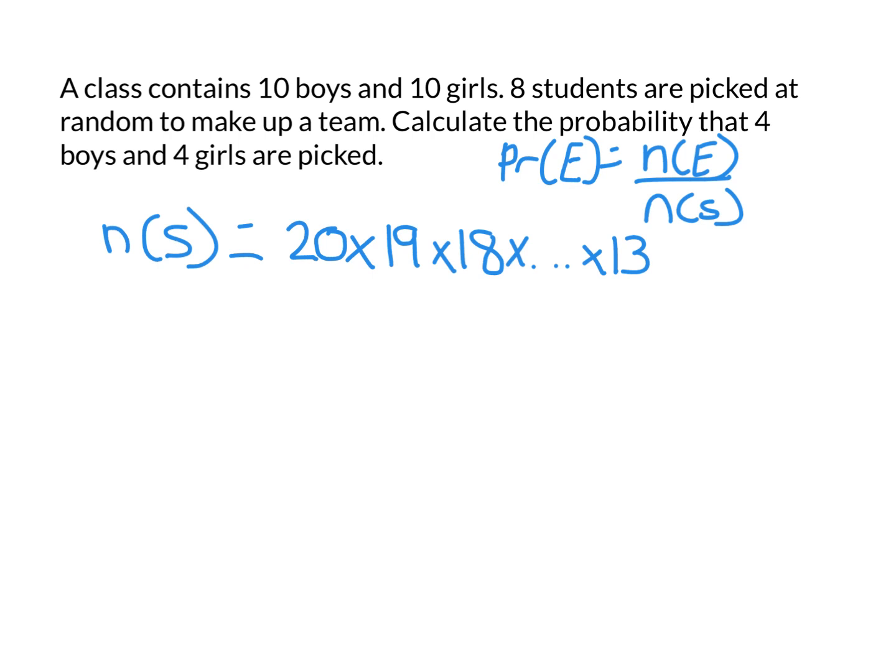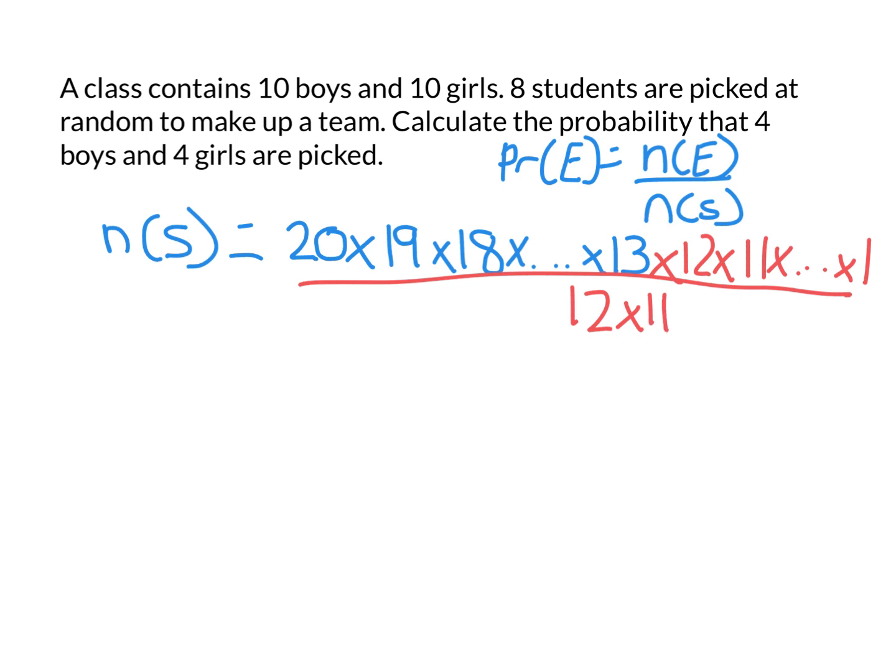I mean, what if we had 50 students from which we're choosing and we're picking 20? That'd take forever to put in your calculator. So what we do is we use this trick here. We're going to add in the times 12 times 11 all the way down to 1 and then divide by that, 12 times 11 all the way down to 1.